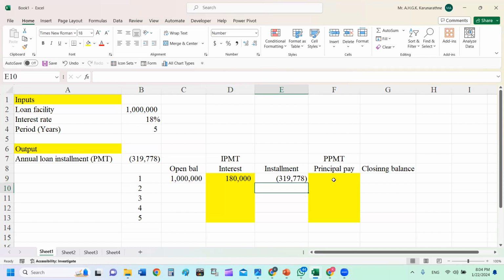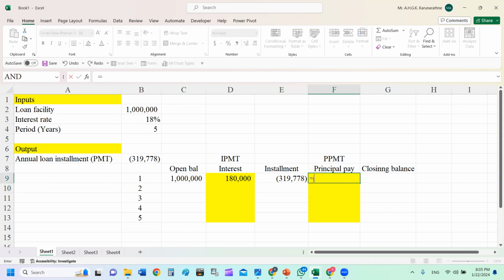Principal payment means loan repayment. Even if you pay 319,778, the loan won't be reduced by the same amount. From the installment, they will first cover interest. Only from the difference will the principal be reduced. So principal payment equals the difference. Since one figure is minus, you can just add these two figures. So the loan will be reduced only by 139,778 from the first installment.